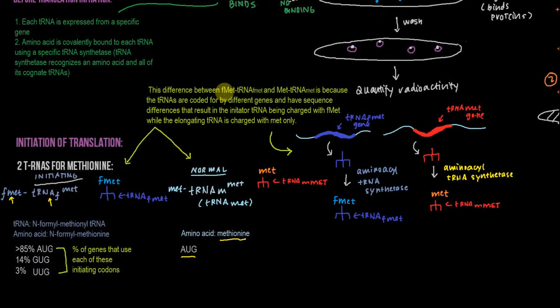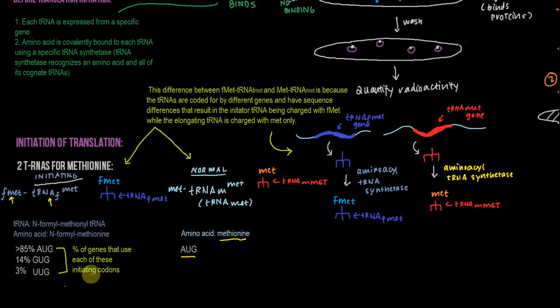Well, this difference between tRNAfMet and tRNAmet is because the tRNAs are coded for by different genes. Each tRNA is expressed from a particular gene, and there are two different genes as shown here. This is obviously a really crude diagram. These differences in genes result in sequence differences, which result in the initiator tRNA being charged with fMet, whereas the elongating tRNA, or what I'm calling the normal methionine tRNA, gets charged with Met only. So it has to do with differences in the gene, and that's expressed in differences in the actual tRNAs themselves.